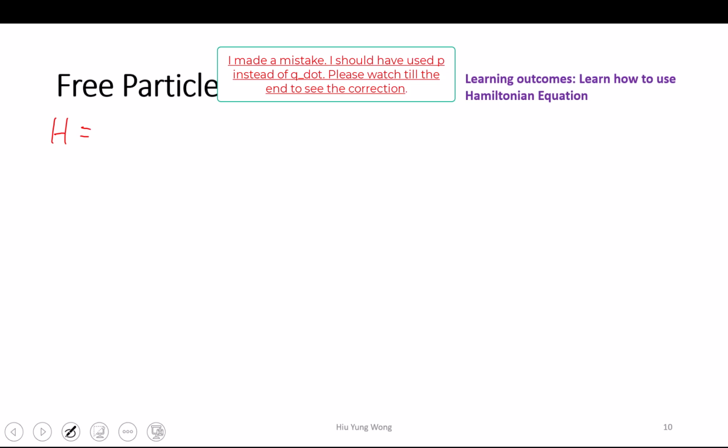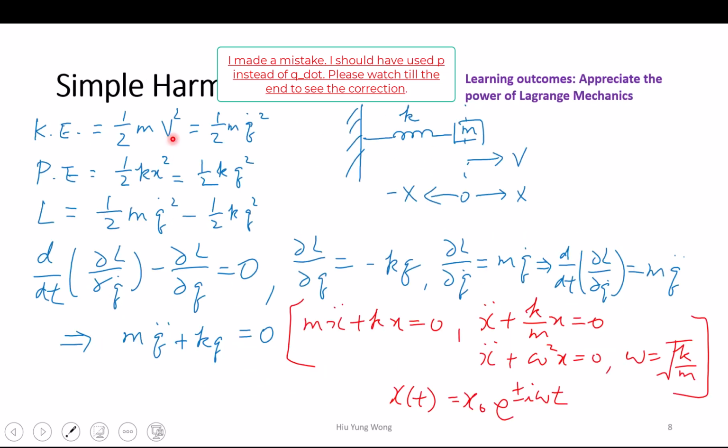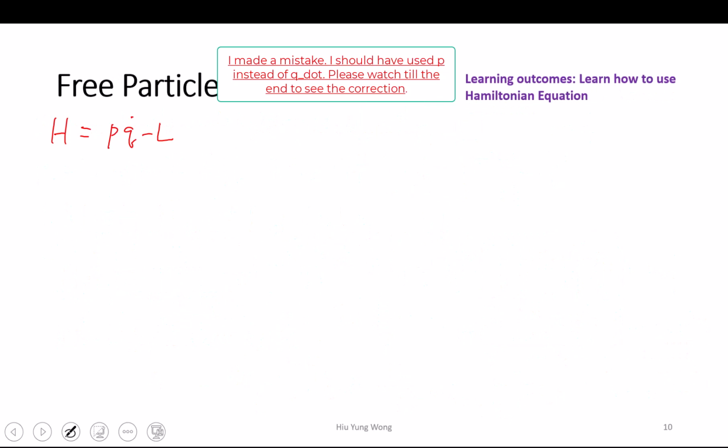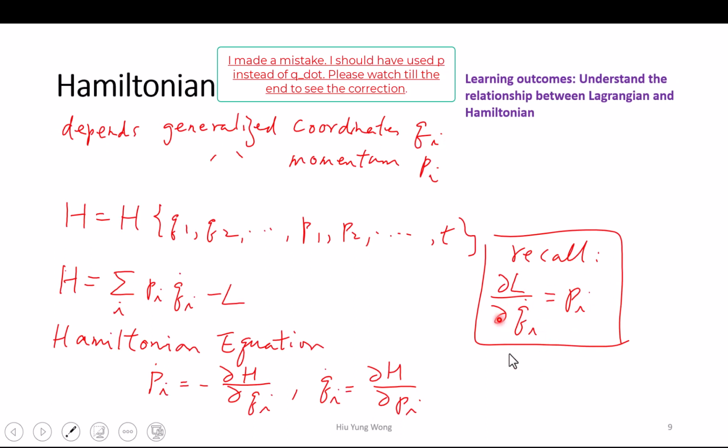What is the H again? It's p q dot, right? I only assume one dimension and one particle. Minus the Lagrangian, but I found the Lagrangian already. The Lagrangian of a free particle is half m q dot squared. So I can just write it as p q dot minus half m q dot squared. But I still don't know what p is. Okay? I can use the Lagrangian to do that. p equals partial L partial q dot, right? Maybe you forgot already. p equals partial L partial q dot.